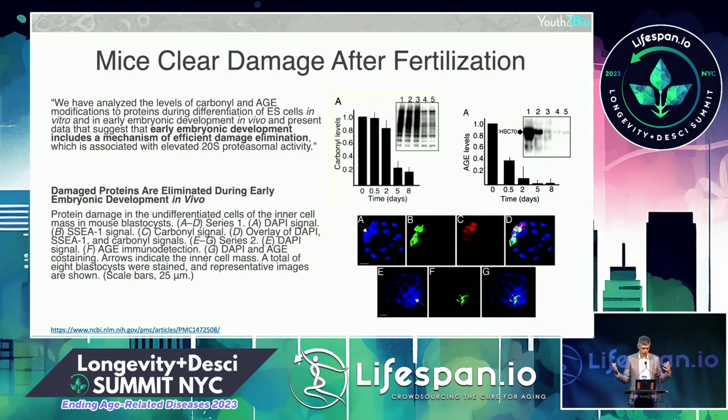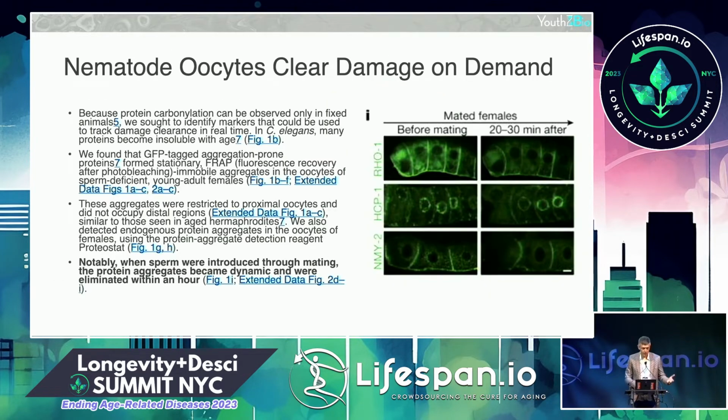But of course, we observe this in many different species. As I mentioned, in mice, we observe that there's damage getting cleared after fertilization. In nematodes, Cynthia Kenyon's team showed a while back that this also happens just before fertilization. And nematodes are a little different because they're self-fertilizing hermaphrodites, so they know when the fertilization is going to occur, so they can clear the damage just before fertilization.